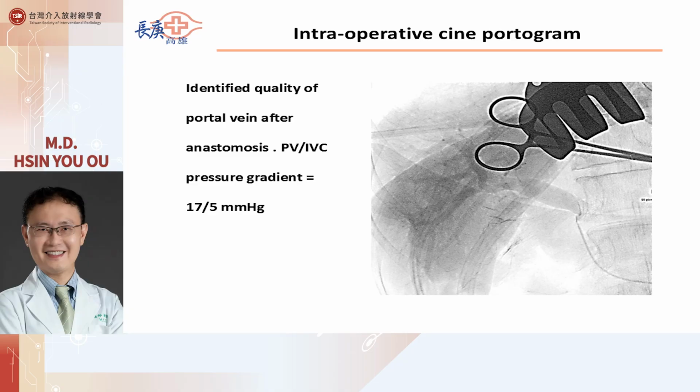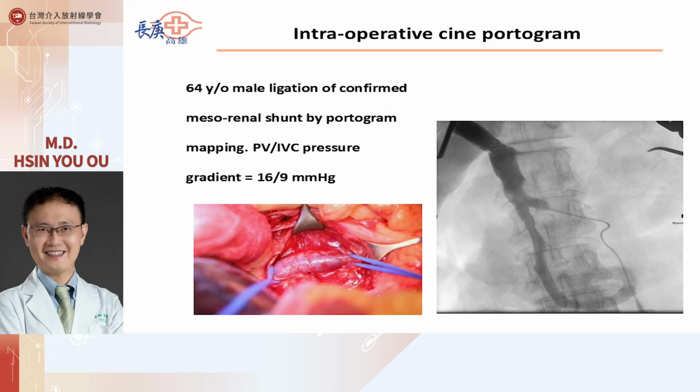And at that time we can also measure the portal pressure gradient. The mesenteric portal vein is 17, and the IVC is 5. Our goal is to keep the pressure gradient below 15 millimeters of mercury. And after that, we still have a good quality portal anastomosis.